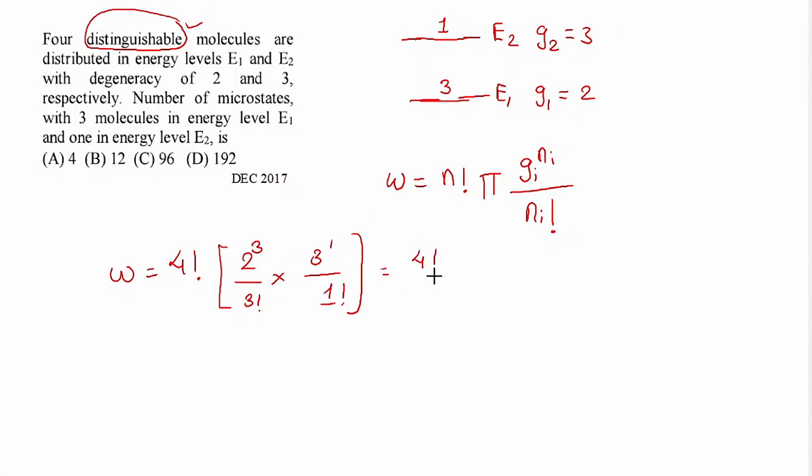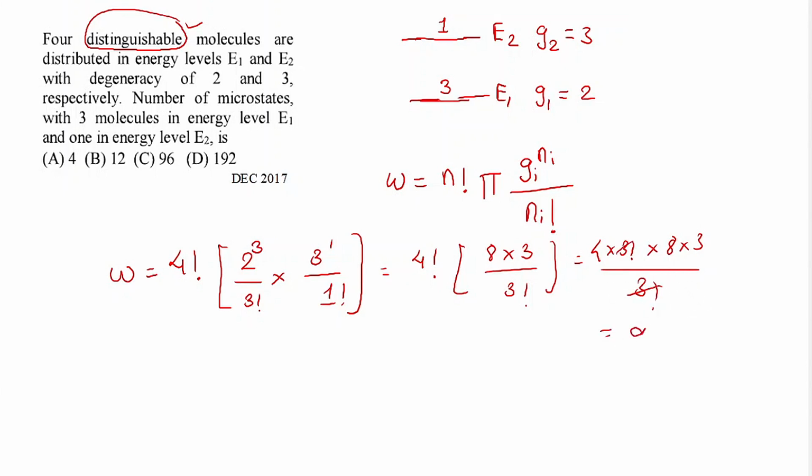So 4 factorial into, we will have 8 into 3 divided by 3 factorial, and this we could write as 4 into 3 factorial into 8 into 3 upon 3 factorial. So 3 factorial gets canceled out. This will become 96. Okay, so 96 is the correct answer. That is option C is the correct answer.